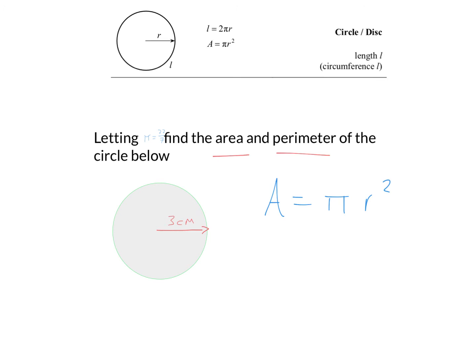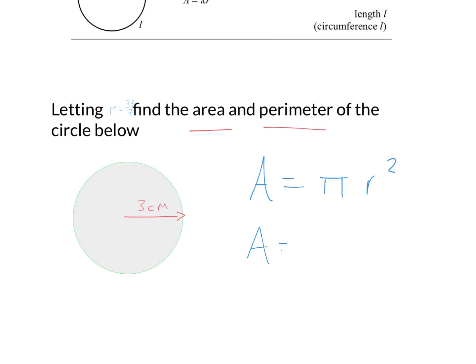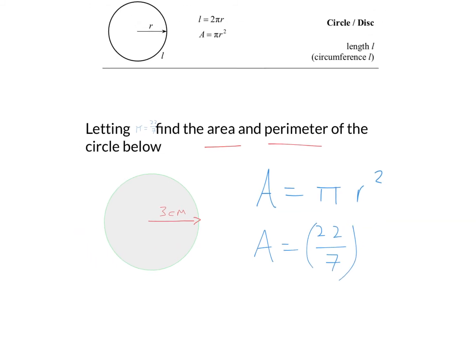Next we're going to sub in what we know. So if we want to find the area, it says to let pi equal to 22 over 7. So let's sub that in. 22 over 7 goes in for pi. Put that in brackets because we've subbed it in. And then the radius is r, and that looks like 3 centimeters here, right?